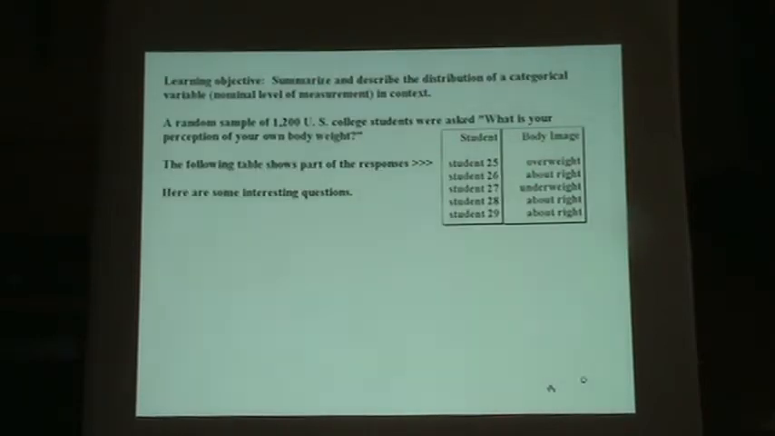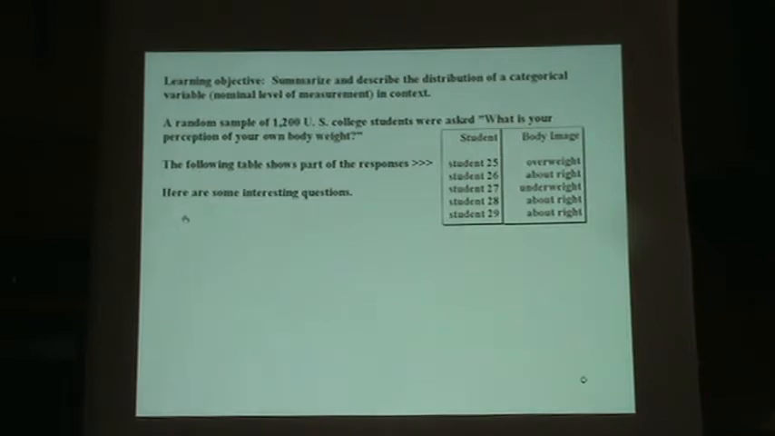So we want to know how to summarize and describe the distribution of a categorical variable or nominal level of measurement in its correct context. So let's say we have a random sample of 1,200 U.S. college students, and they were asked what their perception of their body weight was. The following table over here shows partially their responses. Now there are only 5 responses here, but just to give you an example of what they would look like. So student number 25 saw themselves as overweight, student number 26 saw themselves about right, student number 27 underweight, student 28 about right, student 29 about right.